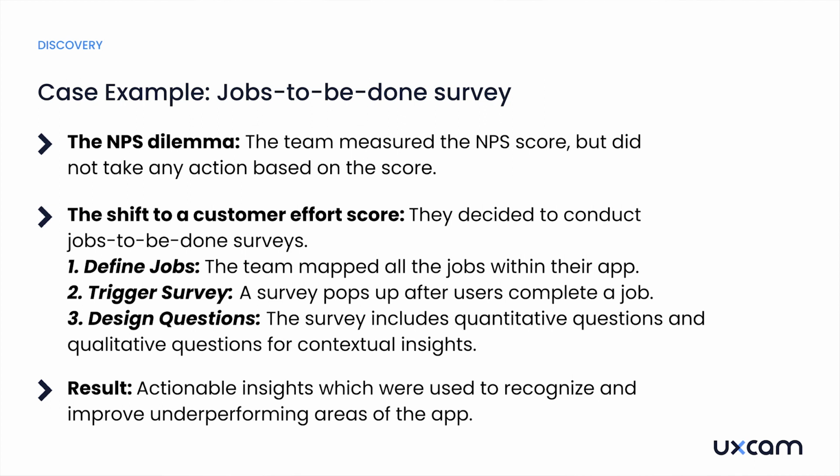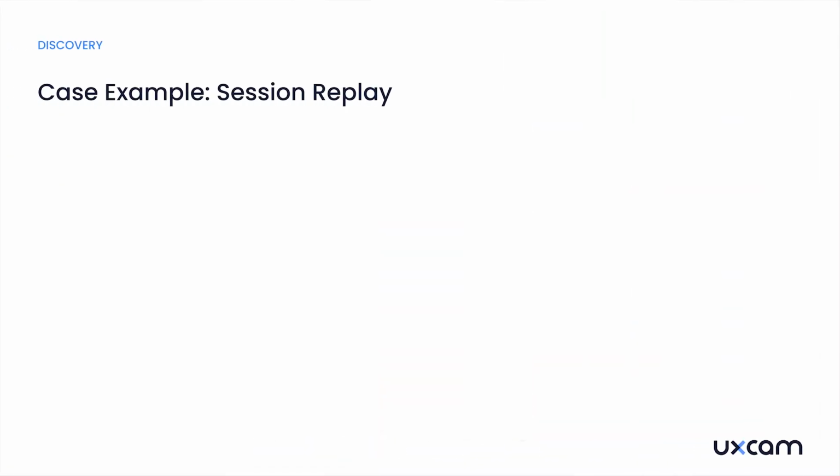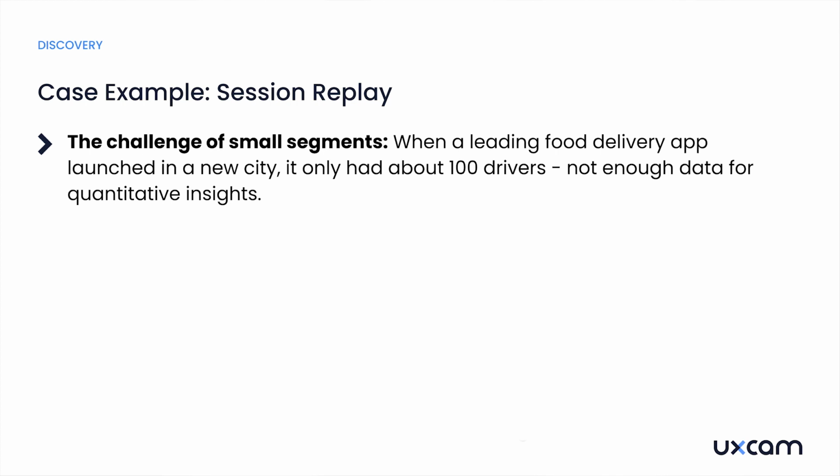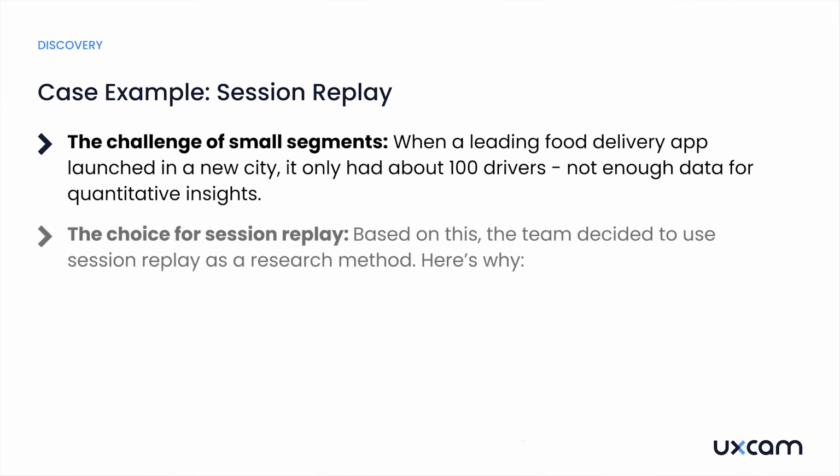This approach led to actionable satisfaction scores for specific tasks, enabling the team to improve the underperforming aspects of the app effectively. Our next example comes from a leading food delivery app. Their challenge was unique. How do you conduct meaningful research with a small user segment? The small segment challenge. When they launched in a new city, they only had around 100 drivers. With such a small user base, quantitative analysis was out of the question, and user interviews would be too time-consuming and costly. So they chose to use session replay as a research method.